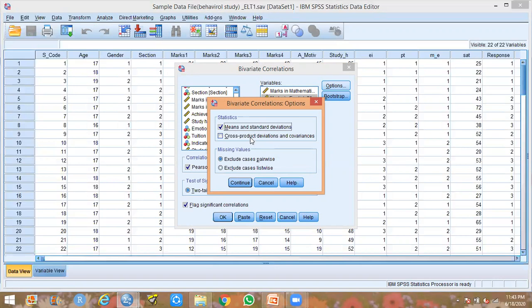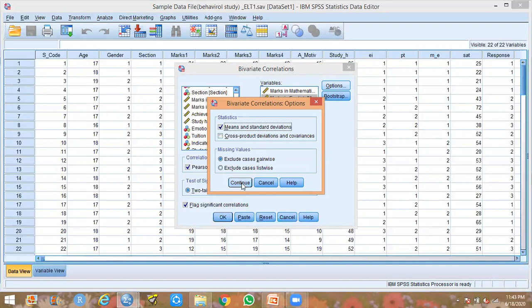Of course, if you want to analyze the covariances between these two subjects, then you can take the cross product deviations and covariances. Covariance will give you the joint variation between the marks in two different subjects. Here, this is nothing but an intermediate step while calculating the correlation to analyze your data.